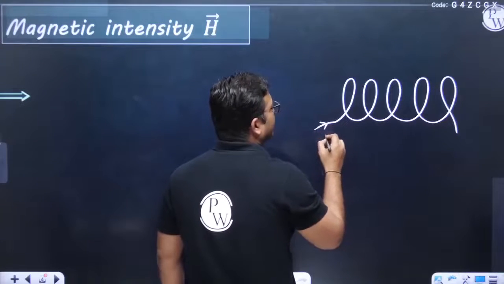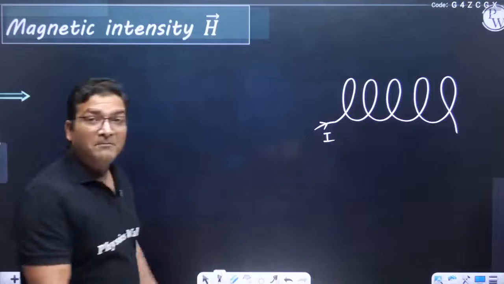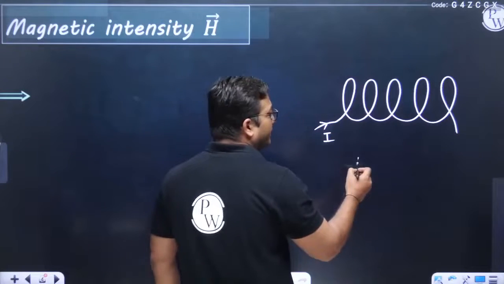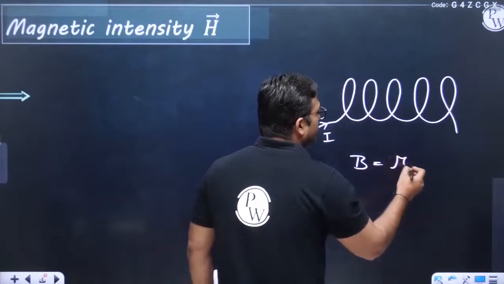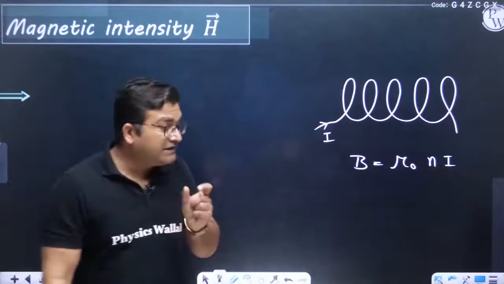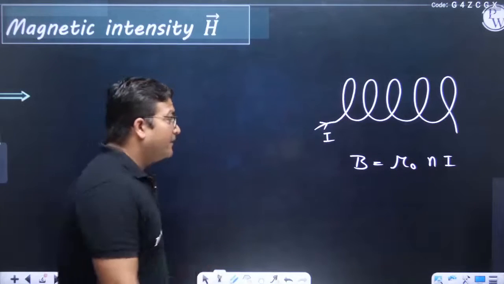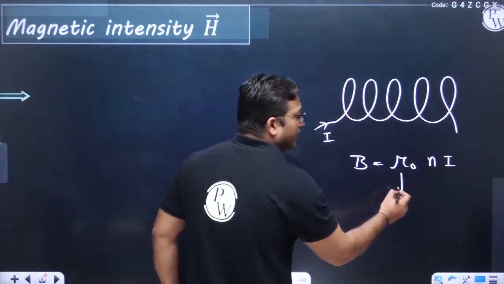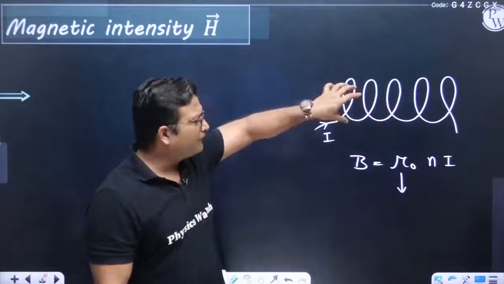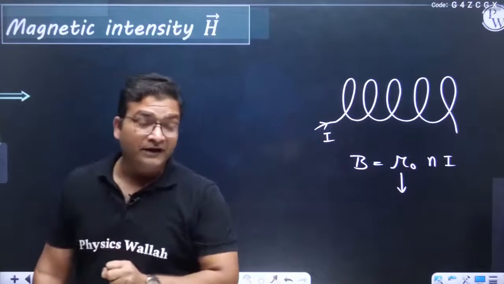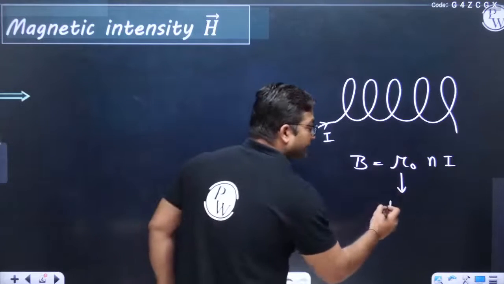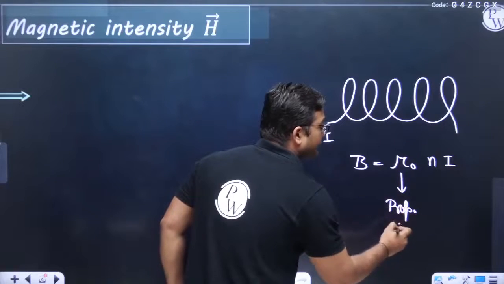If you pass a current in a solenoid, you remember a magnetic field is generated inside the volume of the solenoid, and that magnetic field is given by mu naught Ni. Let us understand each and every term precisely. What is mu naught? Mu naught is the property of the medium inside the solenoid. If we have vacuum or air in the solenoid, this becomes the permeability of the medium. So you can say it is the property of the medium.